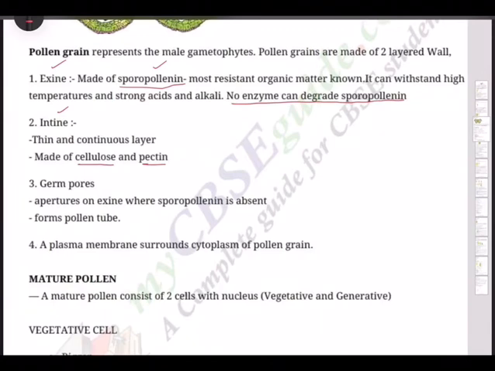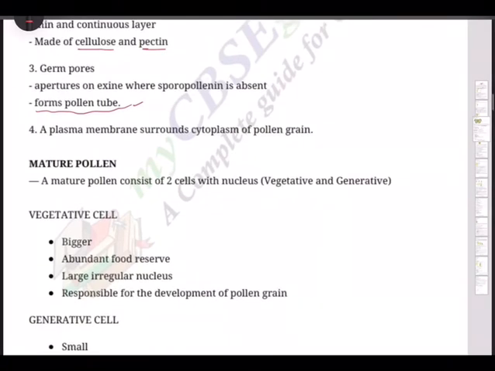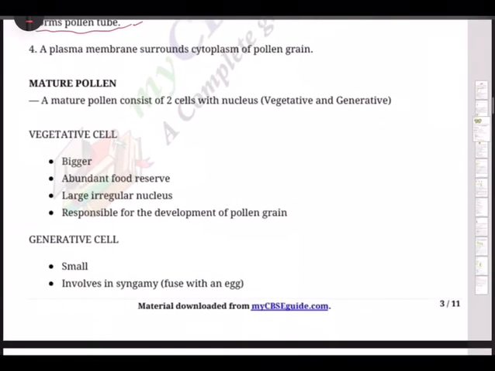And in between you have germ pores. These are pores, apertures on exine where sporopollenin is absent, and that forms the pollen tube. The germ pores will allow that. And a plasma membrane surrounds the cytoplasm of the pollen grain. Now, a mature pollen consists of 2 cells with a nucleus. So one is the vegetative cell, another is the generative cell.